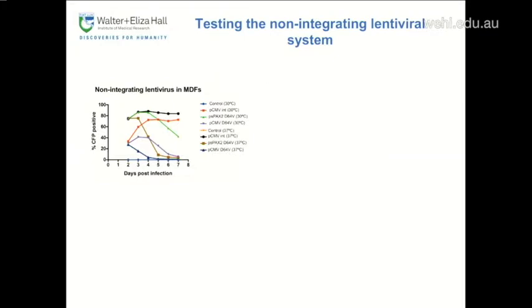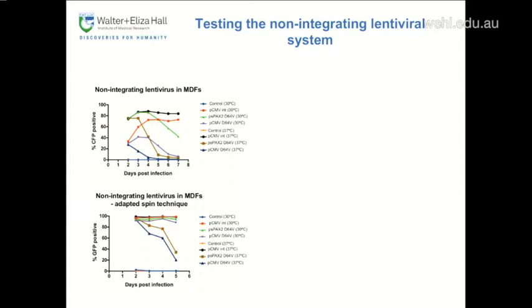All right, so as you can see, if you look at the non-integrating ones at 30 degrees, that's the brown and the green, they're much higher than the ones at 37. The green one is from the purchased vector from Addgene, and it is much higher than the brown one, so we are maintaining the vector for longer. And that's the same with the one I made, except the effect wasn't as good.